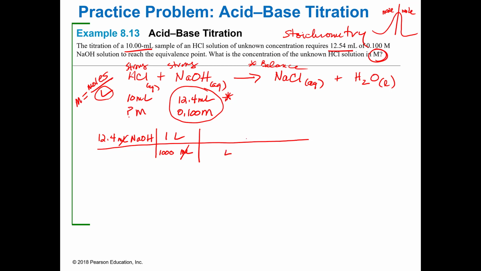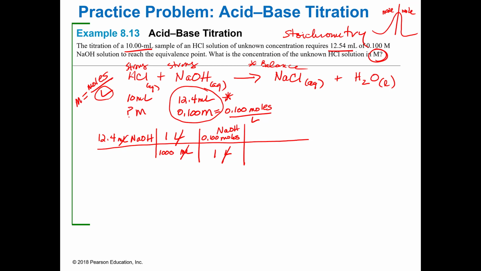Then I put liters. Okay, do I have anything that has liters in it? Yeah, I do, because 0.1 molar is the same as 0.1 moles per liter. So that's the concentration of the sodium hydroxide. So 0.100 moles, right above it, of sodium hydroxide. So that got rid of liters. So now I have moles of sodium hydroxide.